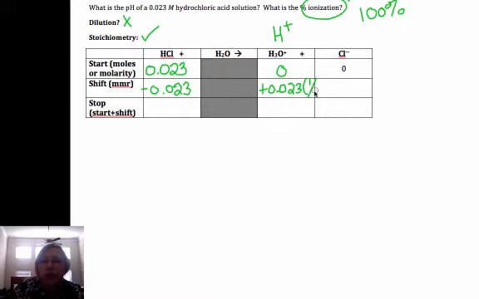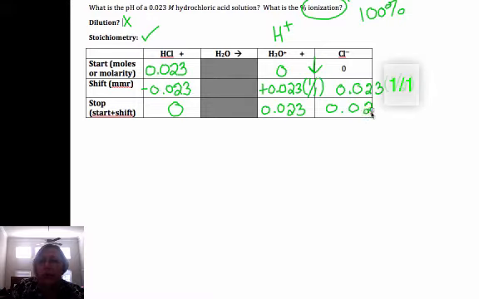Now, I'm doing the long way here. In just a moment, I'm going to show you a shorter way. But no matter which way you do this, you need to show me that mole ratio, that you know that it's a 1-to-1 mole ratio. No assumptions. All right? So, of course, I have none of that left because it went 100%. And I have 0.023 molar H3O+ and 0.023 molar Cl-.